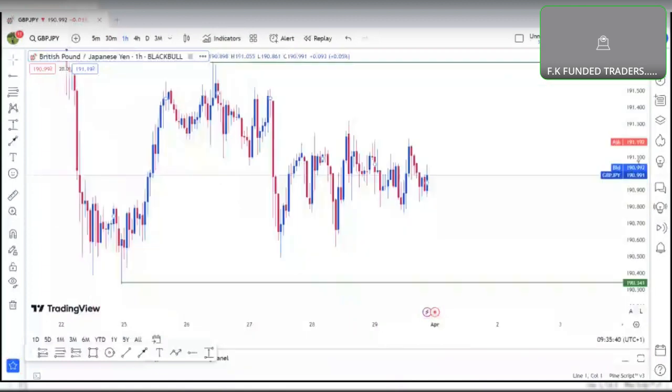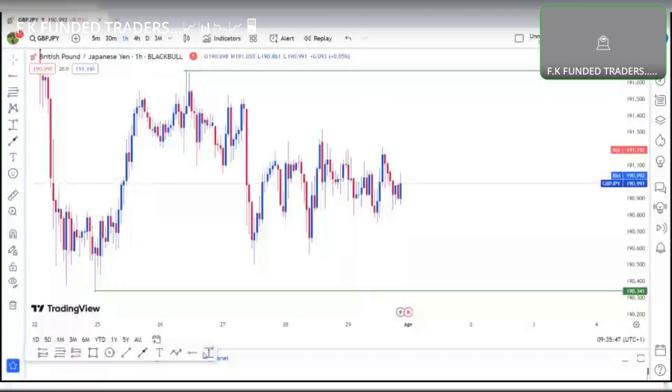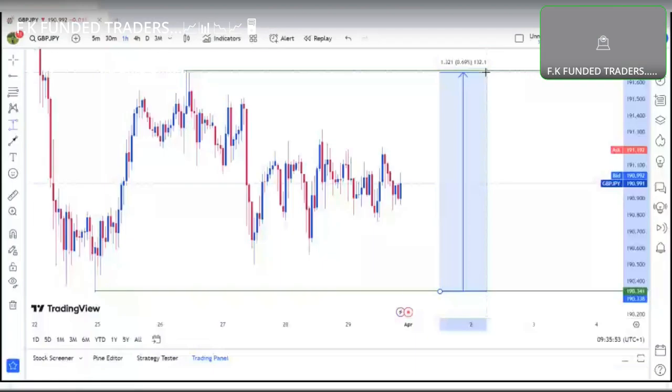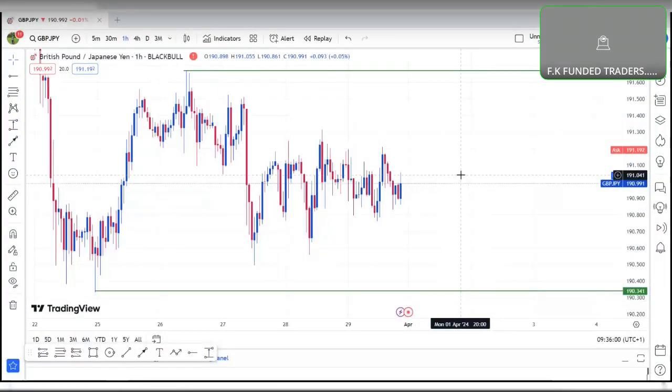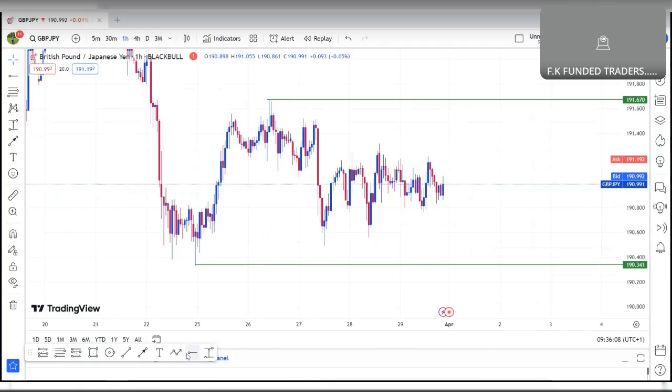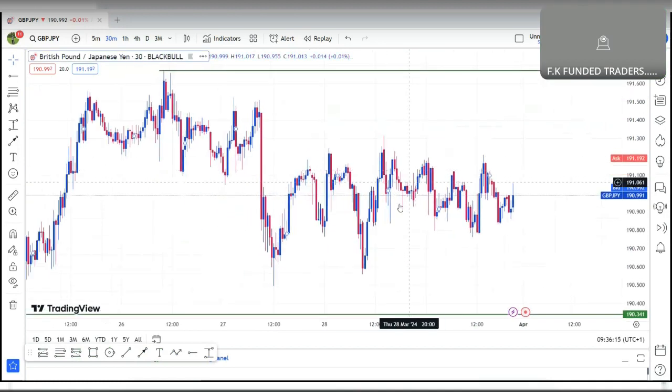Now, again, we have to measure this. How many pips do we have here? We have 130 pips in the range. So how are we going to go about getting the 130 pips on the range? Okay. So what you should do here, you move from 1 hour to 30 minutes. You have this.